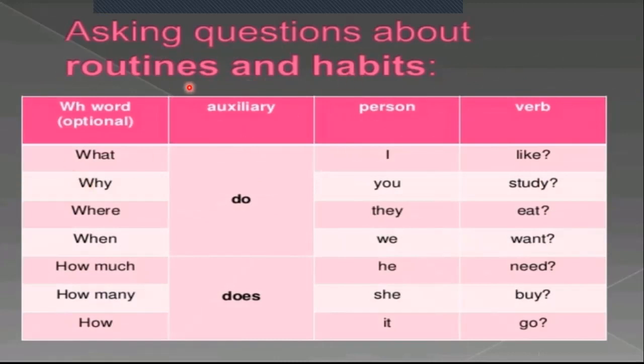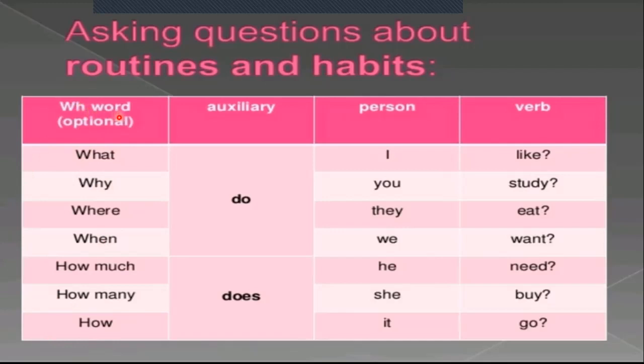Any question consists of four things. Number one, WH word. Number two, auxiliary verb. Number three, subject. Number four, verb. Okay? The question in the present simple tense consists of WH word. What is the meaning of WH word? WH word means كلمة استفهام, like what, why, where, when, how much, how many, how. All of these words, we call them WH word.